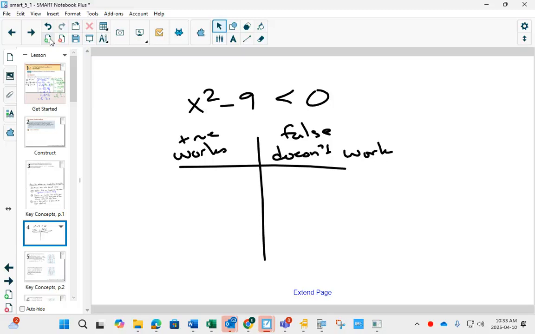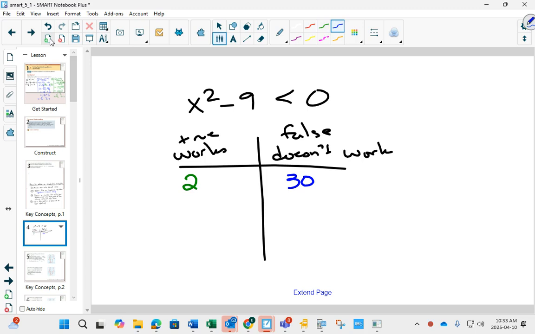I'm going to try 30. All right. If x is 30 and you plug it in, will that be less than 0? No. You just correctly found a number that goes here. So pick another number. 2. If you plug in 2, will it be less than 0? Yes. So we're going to put 2 over there.